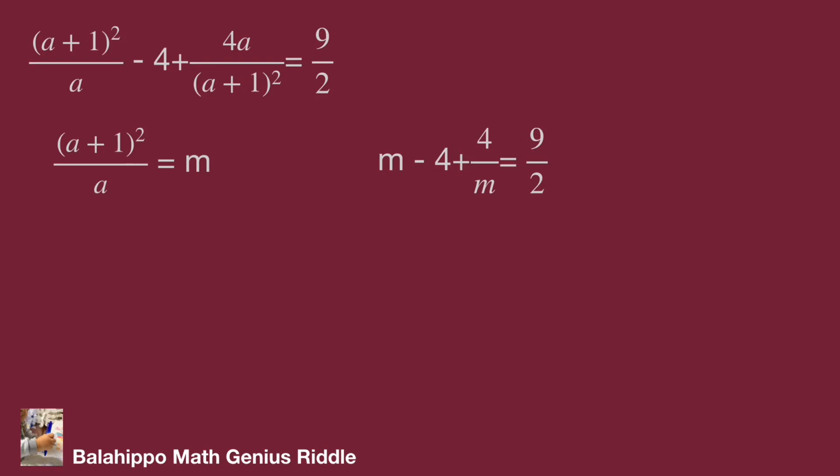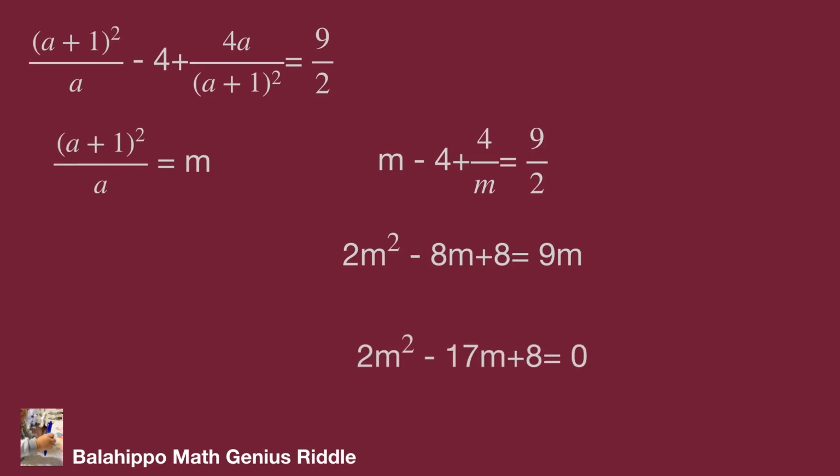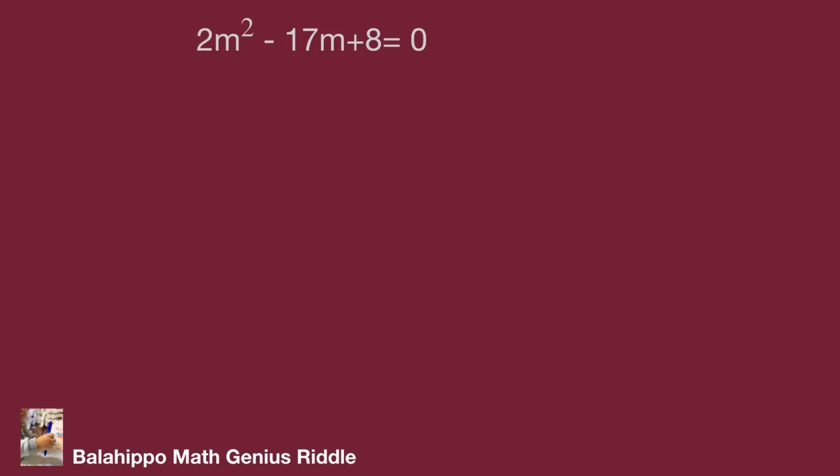Multiply m on both sides and simplify it. We get a new equation as 2m² - 17m + 8 equal to 0. Factorize this equation. We have (2m - 1)(m - 8) equal to 0. So m equal to 1 over 2 and m equal to 8.